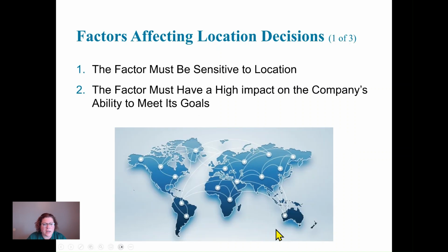So we have to determine which of our facilities are sensitive to location. Do I need to be near my customers? Do I need to be near the local port? Do I need to be in a particular country? Like what part of the location is sensitive? And then I go from there to optimize my decision factors.